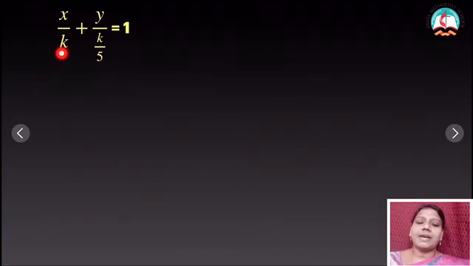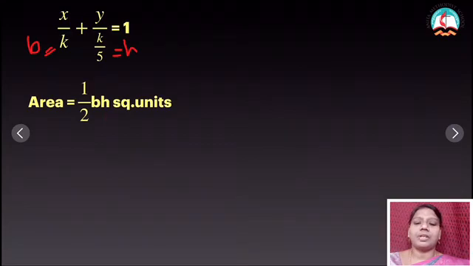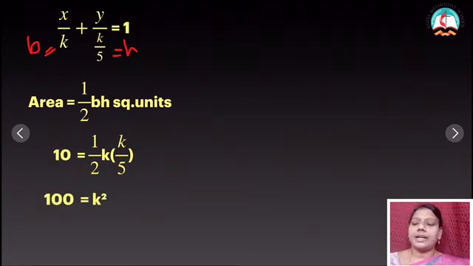That means this is the value of the x-intercept. This is the y-intercept. Therefore this is the base and this is the height. So this will be the base of the triangle and this will be the height of the triangle. Okay, so therefore we know that the area of the triangle is half into base into height. We are just substituting everything. Therefore here 5 2s are 10. If it moves this side it becomes 100. So 100 equal to k square.